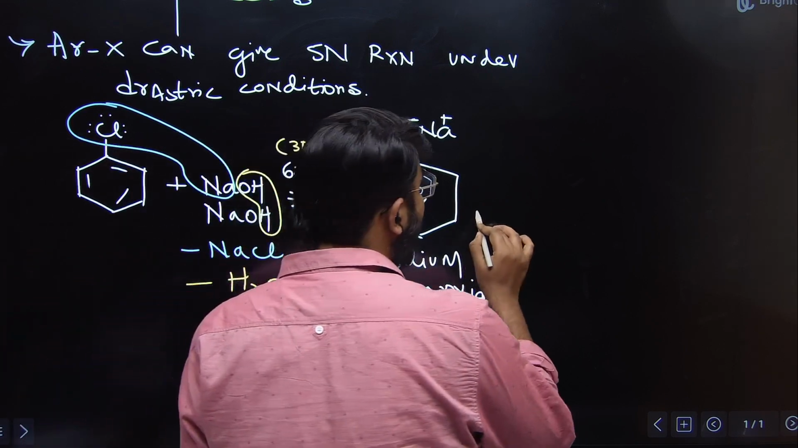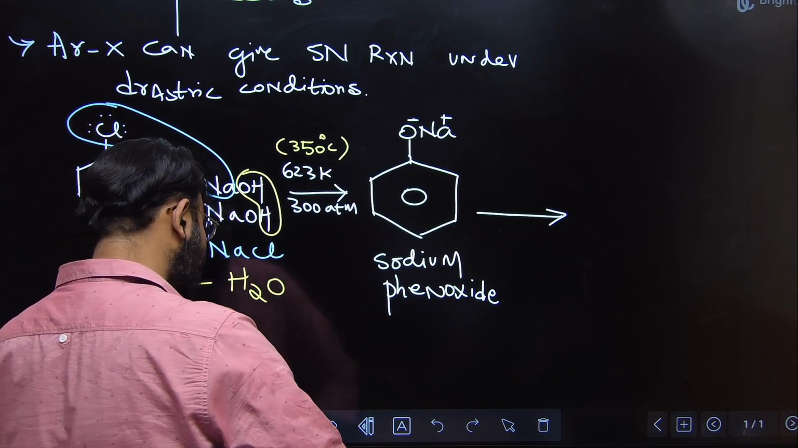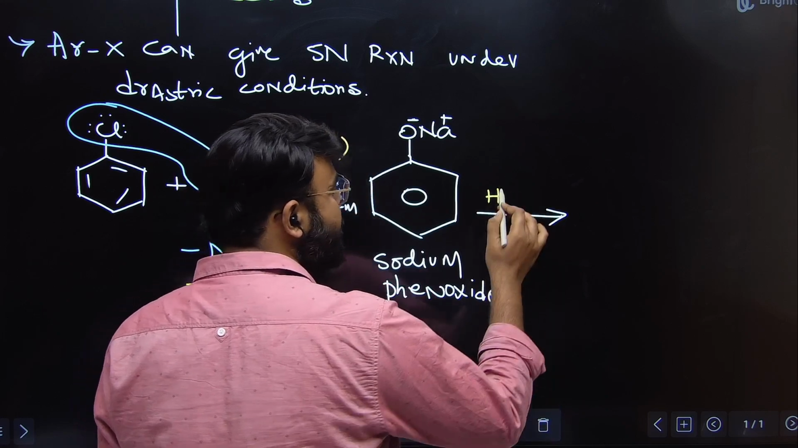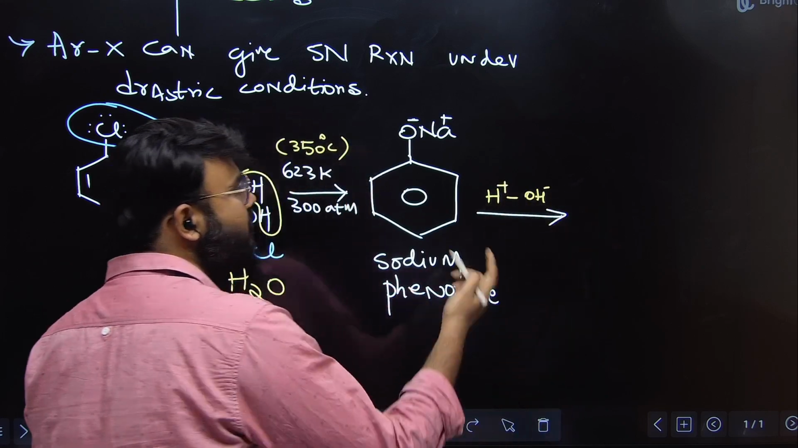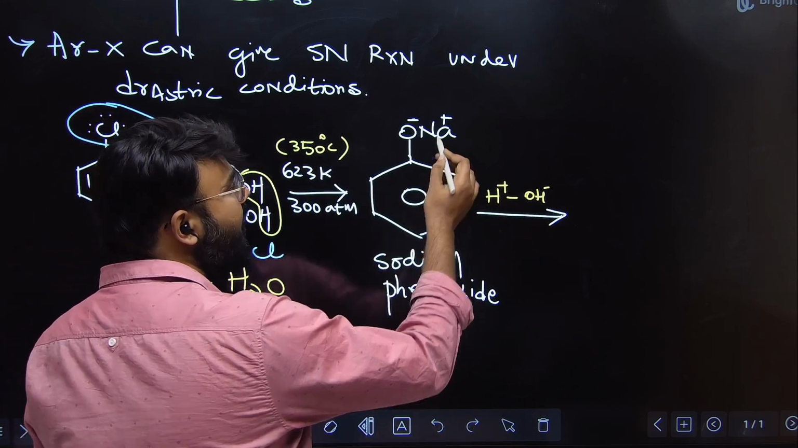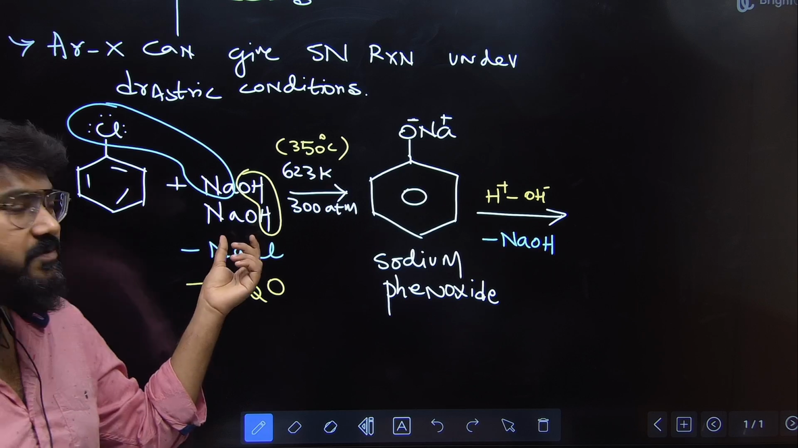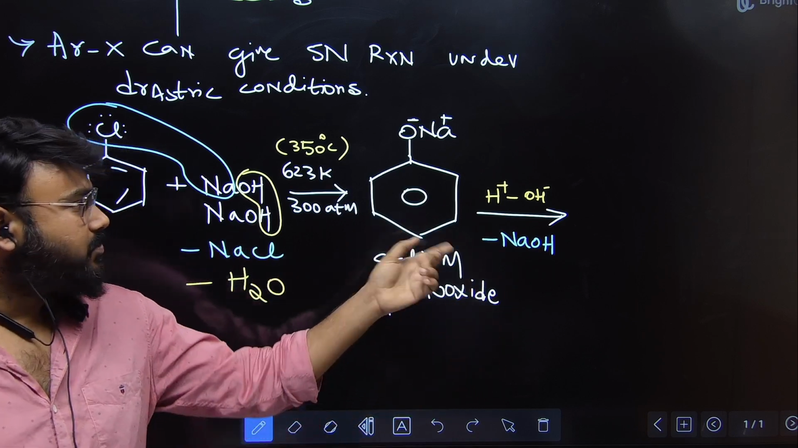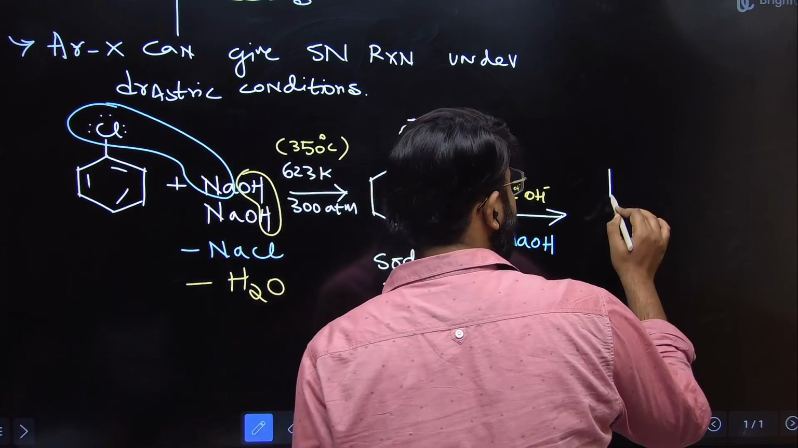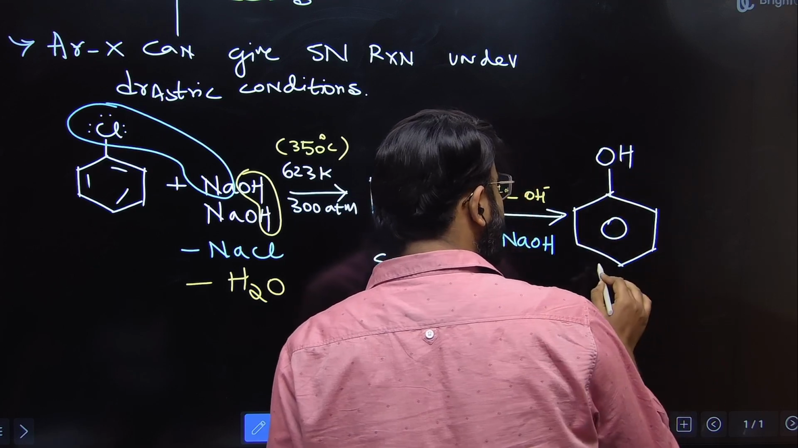Now, after this, after adding a base, you will add acid. So we will add H2O. So guys, we are adding H2O, H plus OH minus. So NaOH will be taken out. After that, what will happen, guys? NaOH, clear? So NaOH, which was used in the reaction, is now recovered. So H plus will go to O minus. So what do we get here? Yes, we will get phenol.